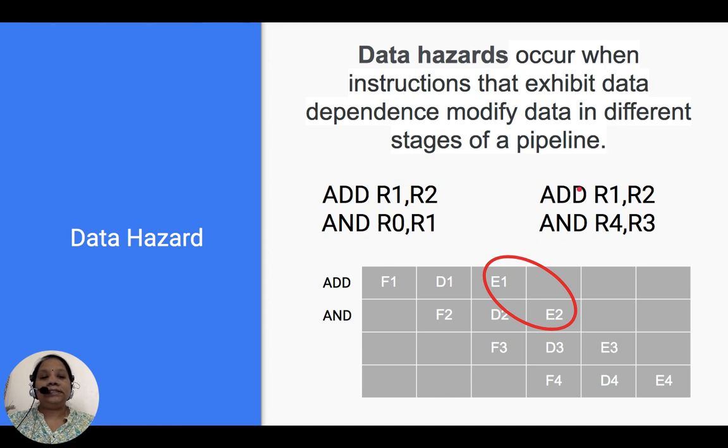Now just look at these instructions: add R1, R2 and AND R4, R3. Here R1 and R2 are added and stored in R1. R3 and R4 are logically ANDed and stored in R4. This is an example of two instructions which do not have data dependency. Hope it's clear now. So this is a set of instructions which has data dependency, and this is a set of instructions which does not have data dependency. When there is no data dependency, there is no possibility of data hazard. But whenever there is data dependency, there is a possibility of data hazard.